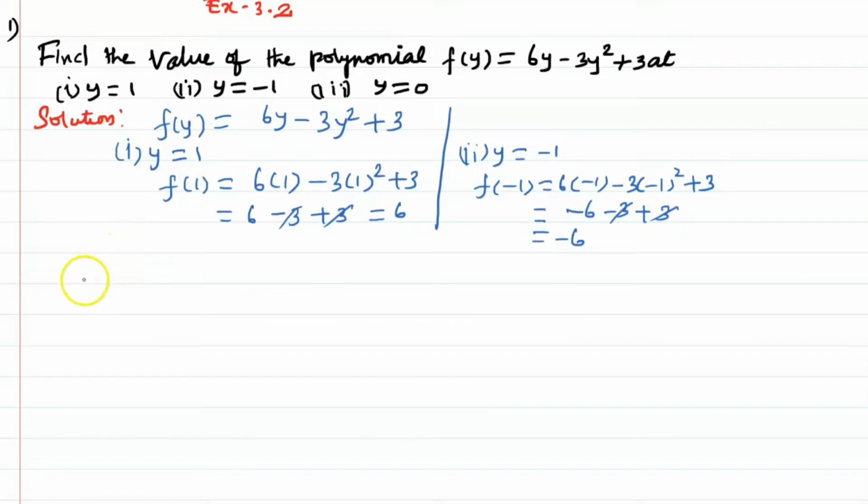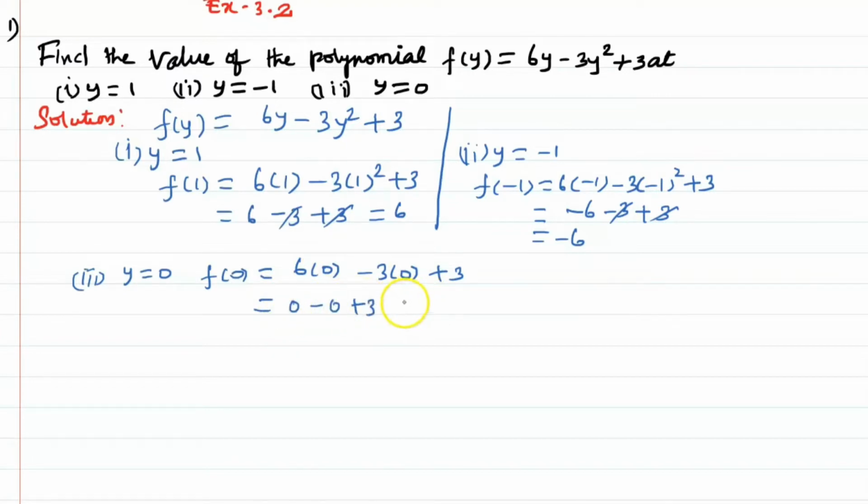Next third one, y is equal to 0. f of 0 is equal to, so we substitute 0 wherever y is. So 0 minus 0 plus 3, so 3 is the answer.